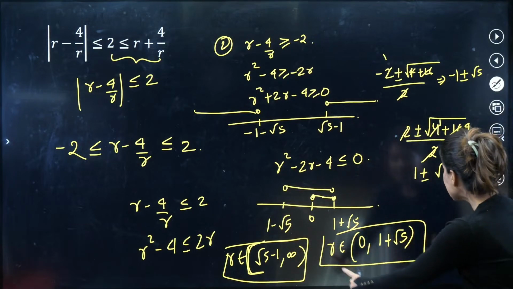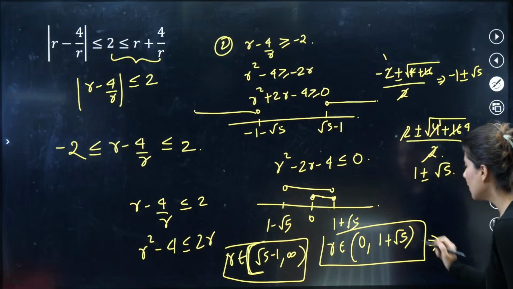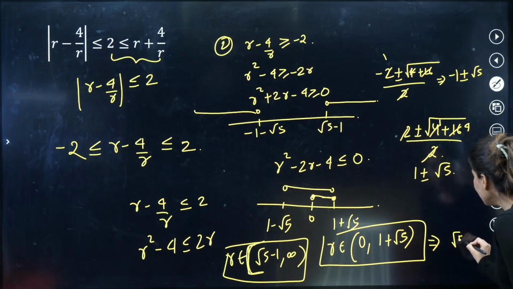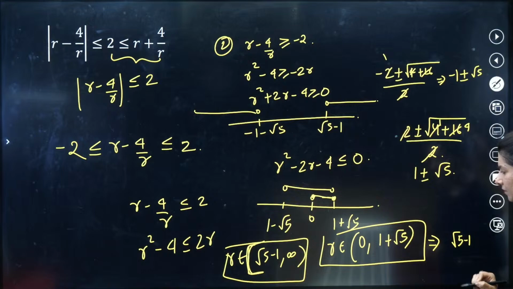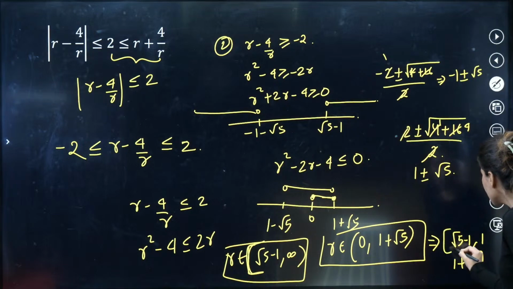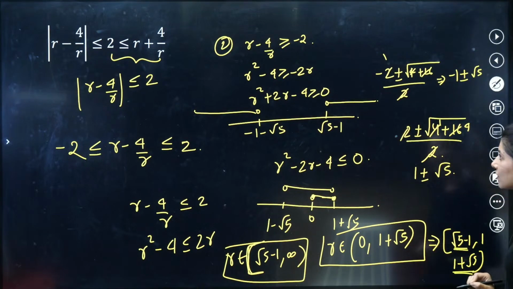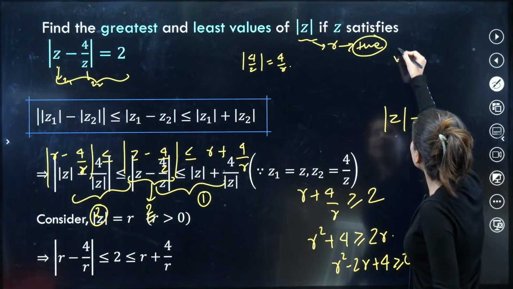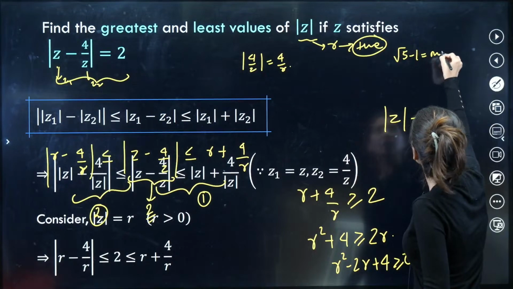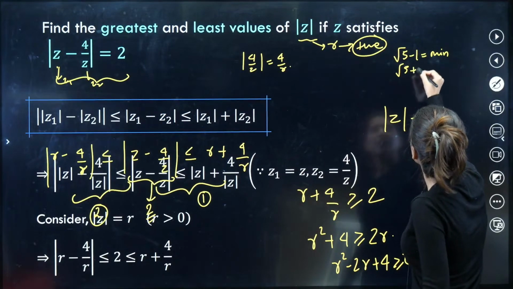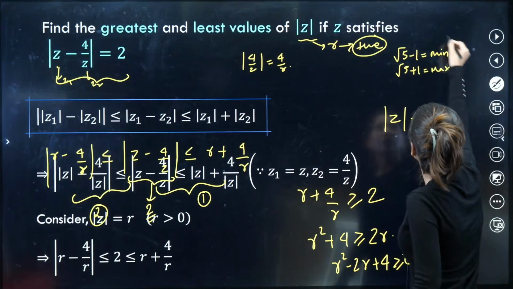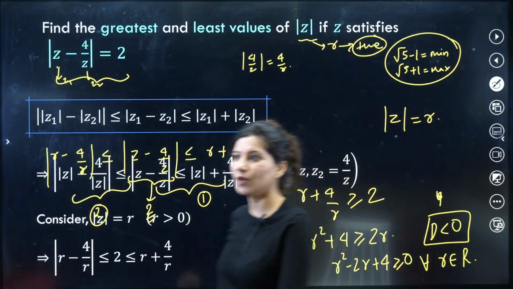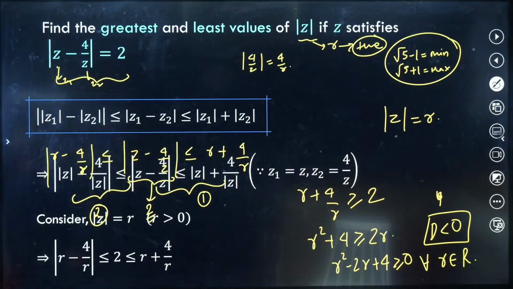If I take the intersection of these two, the final r that I'll be getting is root 5 minus 1 to 1 plus root 5. So this is your smallest value, and this is your largest value. So finally, what answer are you having? Root 5 minus 1 is the minimum value and root 5 plus 1 is the maximum value of your r. Okay, all right, clear?